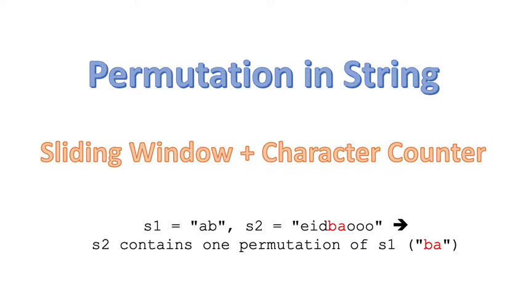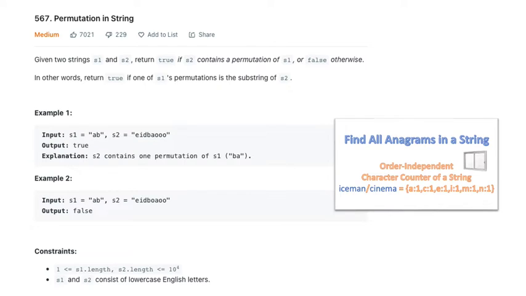Hello everyone. Today I would like to talk about permutation in string. Permutation simply means reordering. So this question gives you two strings S1 and S2, and asks you to return true if S2 contains a permutation of S1, or false otherwise. The solution is the same as the other question, find all anagrams in a string. Please feel free to look it up in my videos if you're interested.